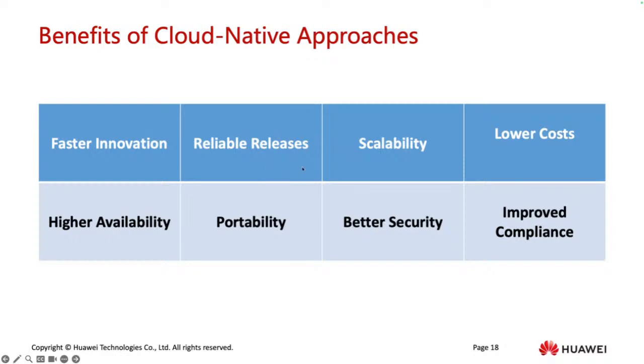With cloud-native architectures, developers can rapidly build, test, and deploy both new and existing services. This not only speeds up the time it takes to bring products and services to market, but it also reduces the risk associated with deployments. And then there's scalability, lower costs, higher availability, portability, better security, and improved compliance.